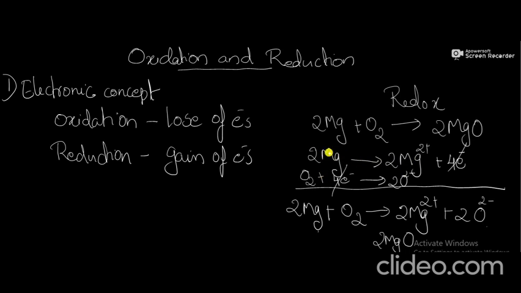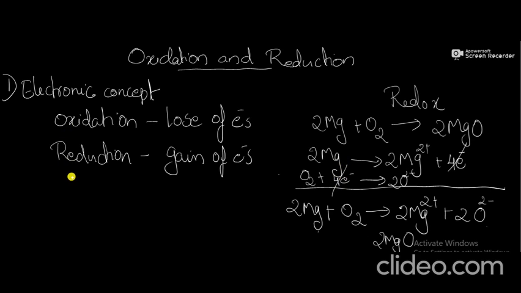Magnesium itself undergoes oxidation. Oxygen itself undergoes reduction, and oxygen helps the oxidation of magnesium. So, oxygen acts as an oxidant, magnesium acts as a reductant. The reaction shows that oxidation and reduction always occur simultaneously and hence forms an example of a redox reaction.